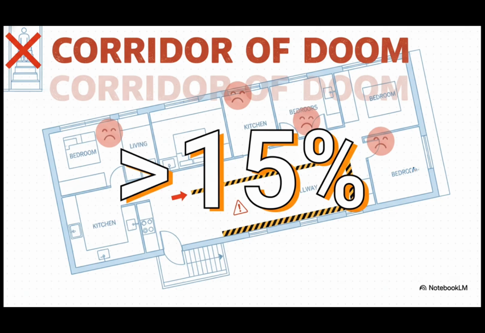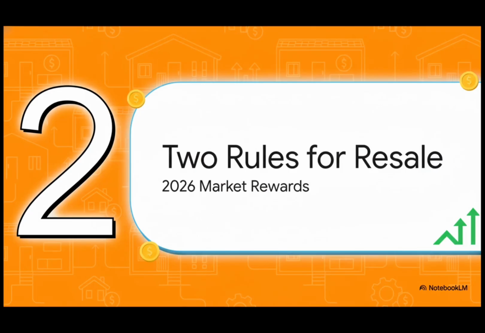So here's the crucial takeaway. If a floor plan has a hallway that chews up more than 15% of the home's total length, that's what we call a corridor of doom. It is pure wasted money and a massive red flag for any smart buyer or investor out there. Okay, but it's not all bad news, I promise. You can easily avoid these traps just by following 2 simple rules for high resale value.